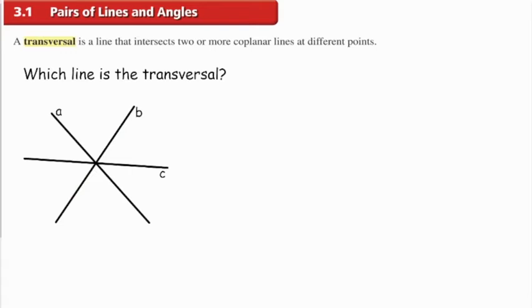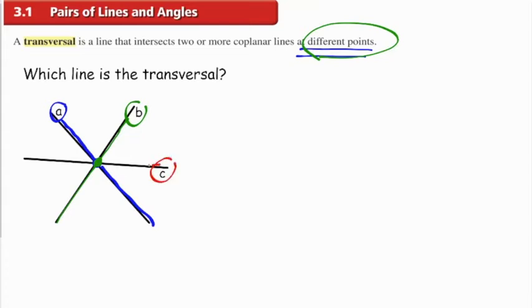And here we have three lines again, but as we trace the lines, line A touches two different lines, line B and line C, but it touches them at one point. I need it to touch them at different points. So line A is not a transversal. Line B, as I trace it down, I see that it touches line A and line C, but it does it at one point. We need to do it at different points. So line B is not a transversal.